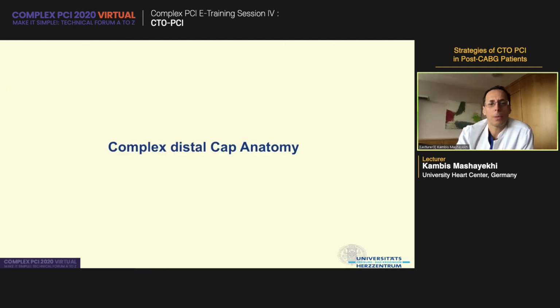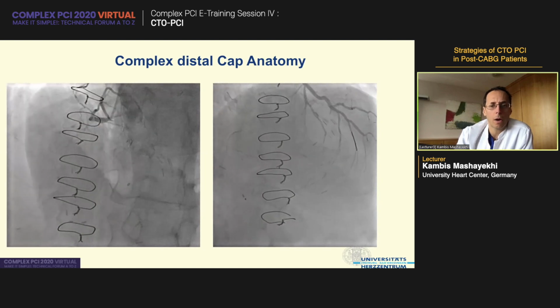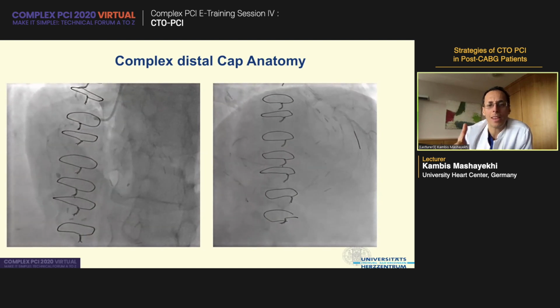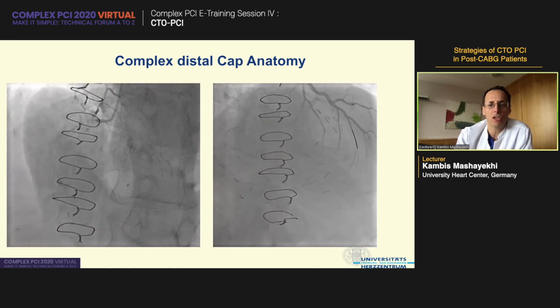So what about the complex distal cap anatomy? There are cases with very complex distal cap anatomy. I can show you here a case regarding the following strategy. It's again a long occlusion of the RCA, and you see that the vessels are really narrowed, but this patient has severe angina and severe ischemia.